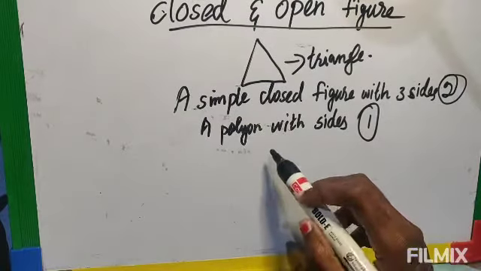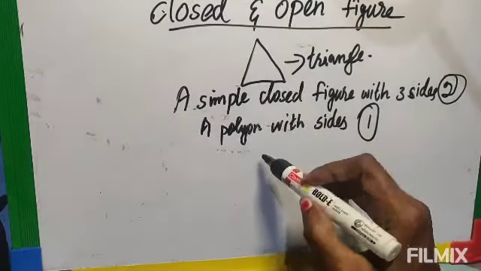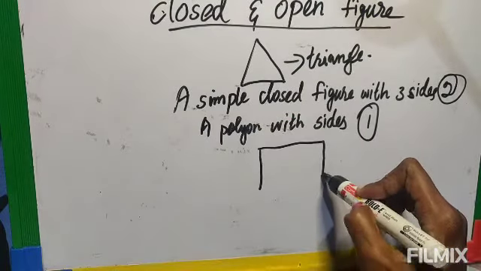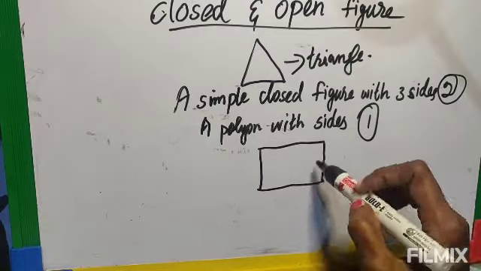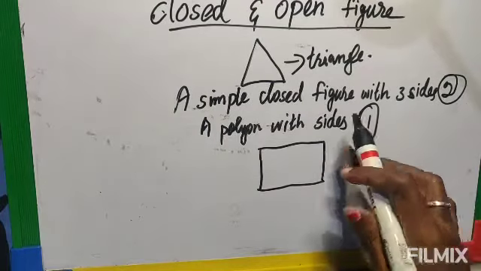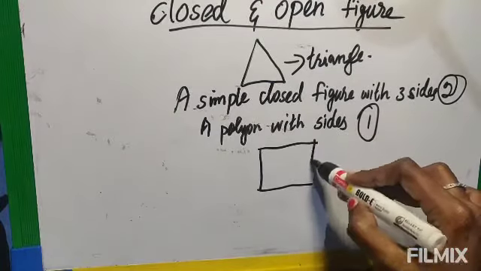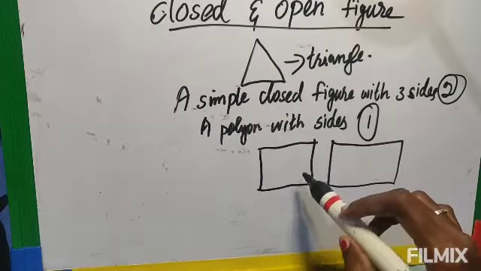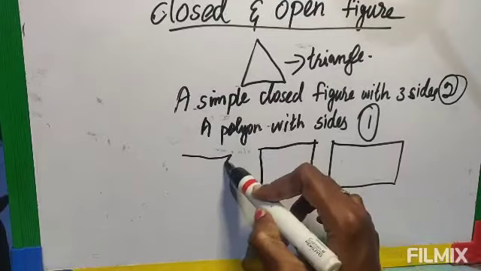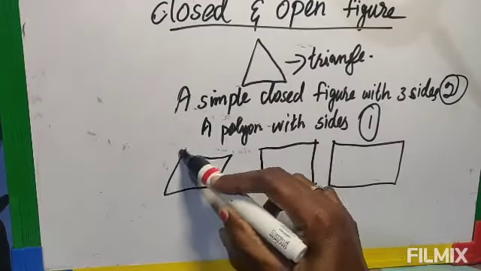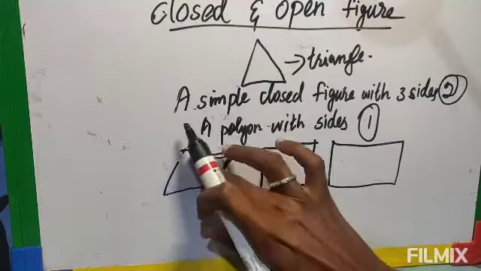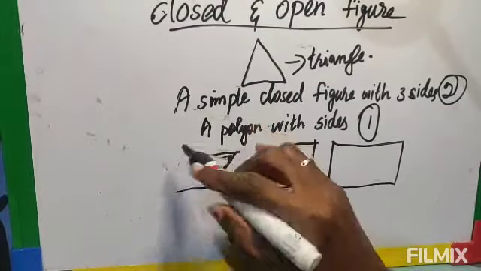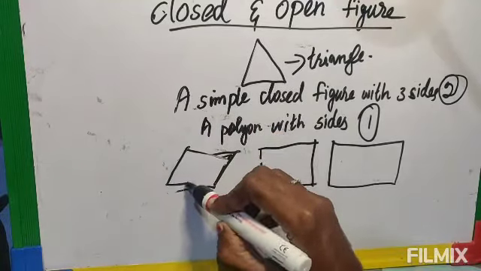Again, another polygon is with four sides. Now three sides we have finished, again with four sides. With four sides we can take a square, again we can take a rectangle. In higher classes you will also learn parallelogram, rhombus, many things you will learn. Parallelogram is just a little slanting like a rectangle, just it is slanting.